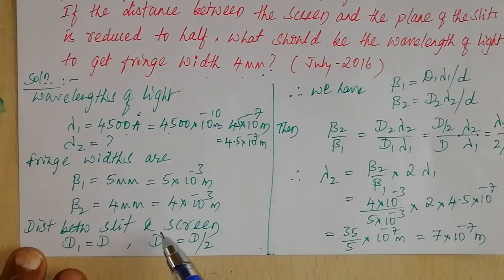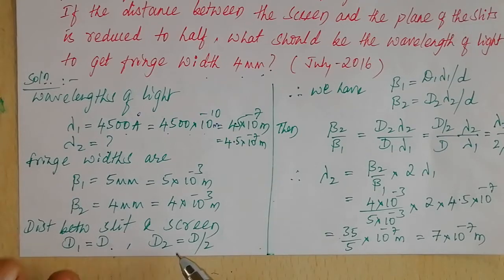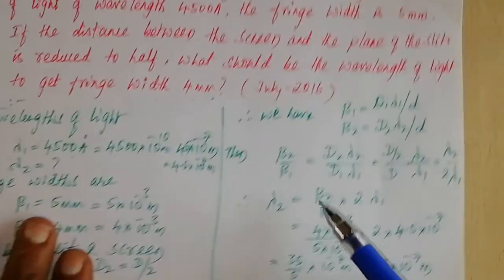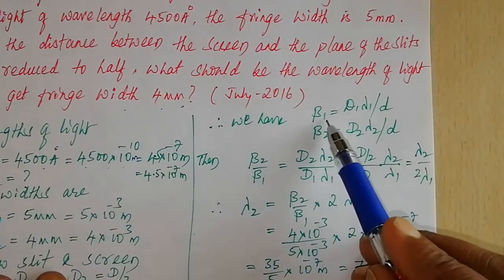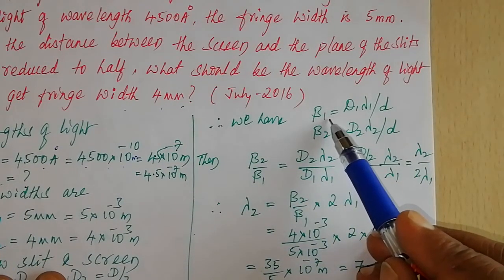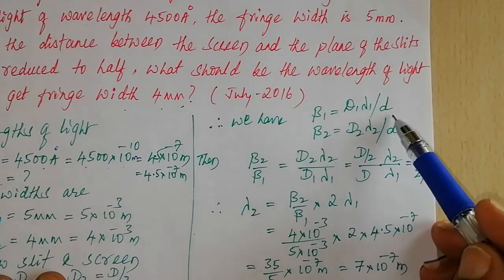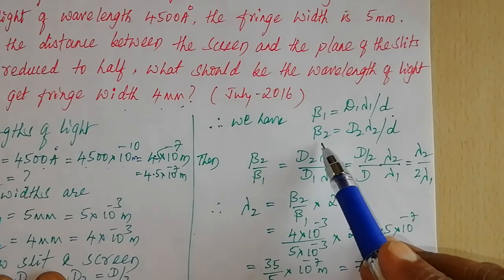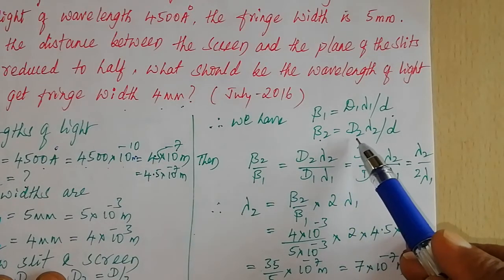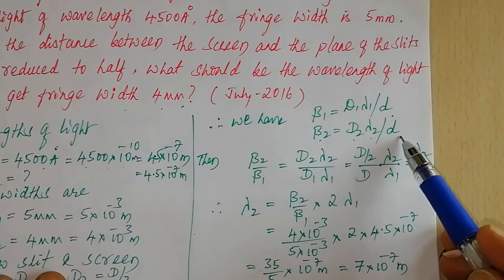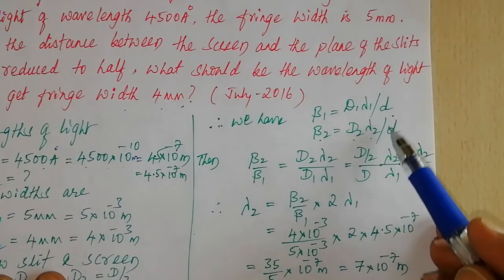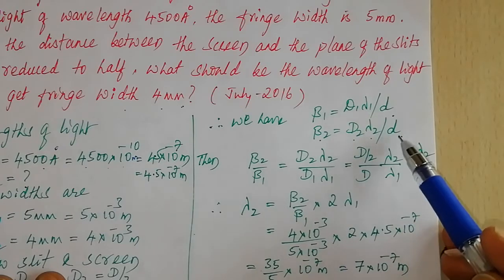Distance between the slit and the screen: D1, in the first case, let us take it as D. The screen distance is halved in the second case, that is D2 is D by 2. Therefore for the first case, the fringe width beta 1 is D1 lambda 1 by small d. For the second case, the fringe width beta 2 is D2 lambda 2 by small d. For both cases, the distance of separation between the two slits is the same, that is small d.